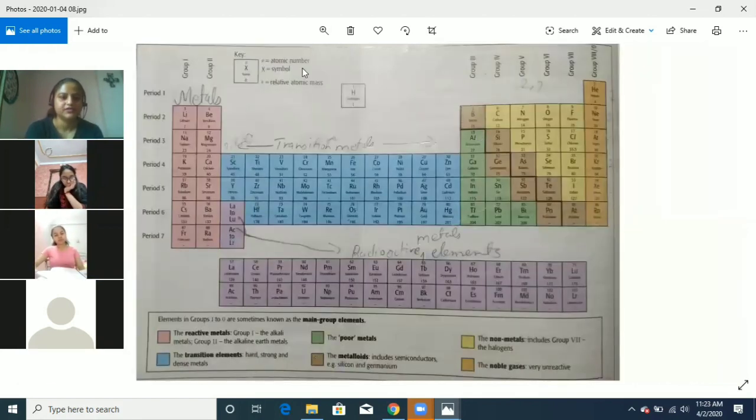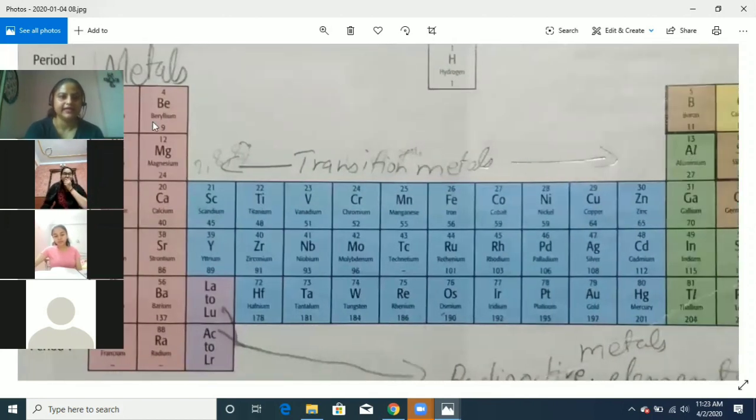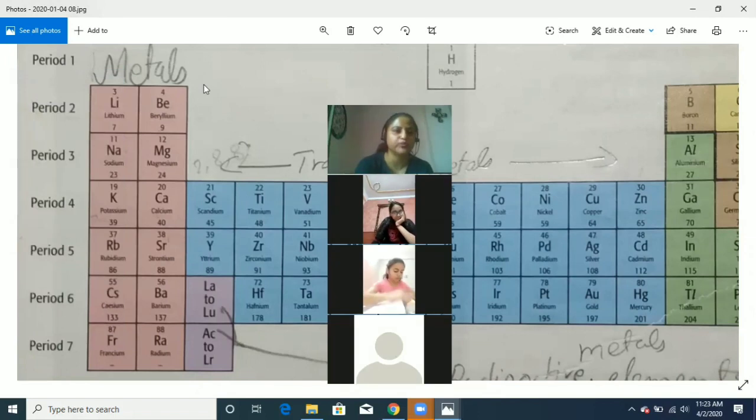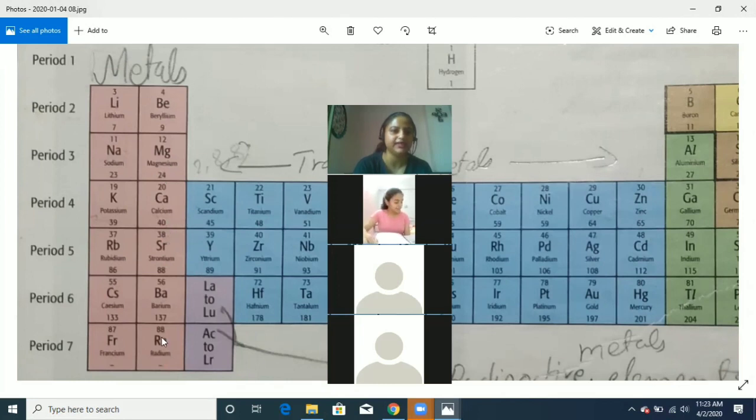Okay, so come to group 1. As you can see, group 1: Li, Na, K, Rb, Cs and Fr. Lithium, sodium, potassium, rubidium, cesium and francium. These elements are group 1 elements. Beryllium, magnesium, calcium, strontium, barium, radium. Be, Mg, Ca, Sr, Ba, Ra. These are group 2 elements.